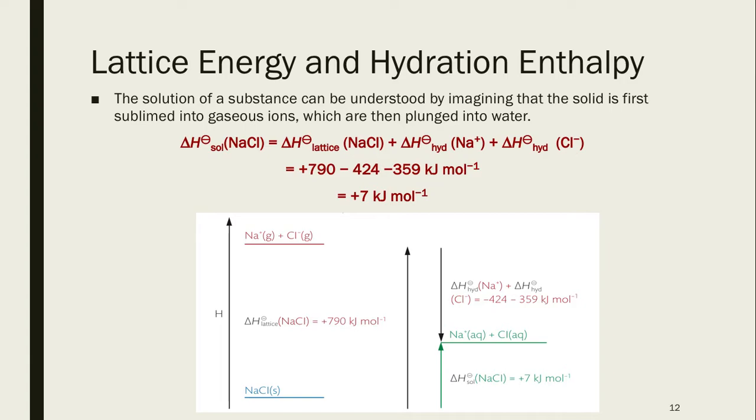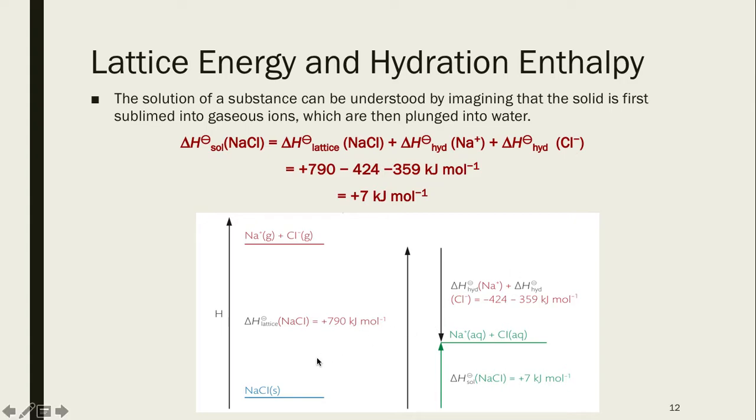So, to calculate the enthalpy of solution for a solid compound, you're going to add the lattice enthalpy to the hydration enthalpy of your cation and then you're going to add the hydration enthalpy of your anion. So this is an equation that you should learn. It is not in the data booklet. So let's look at our energy cycle here below.